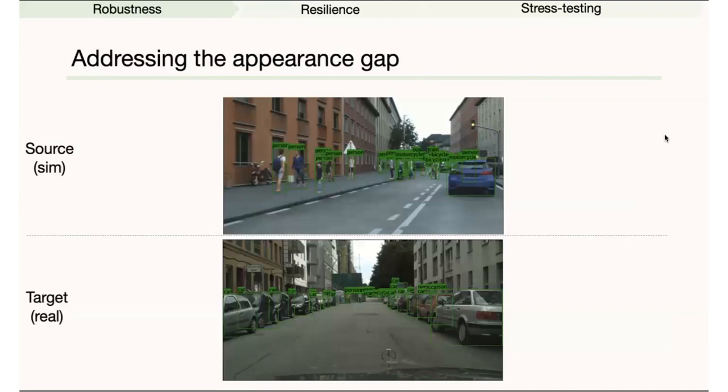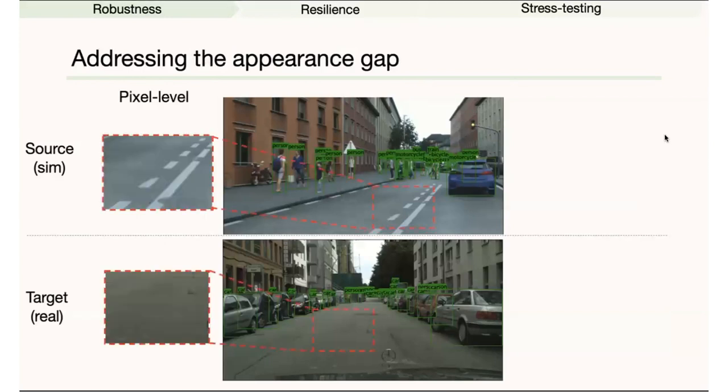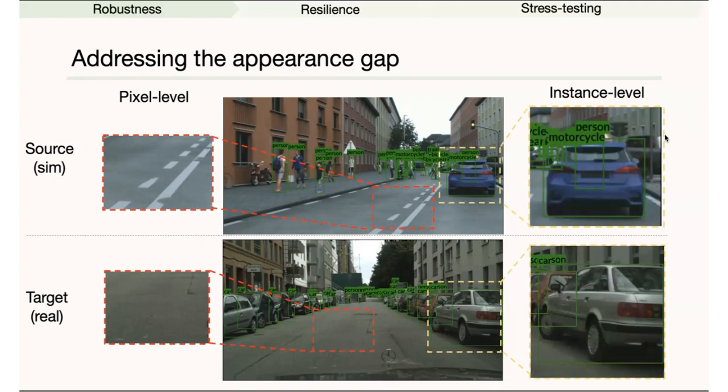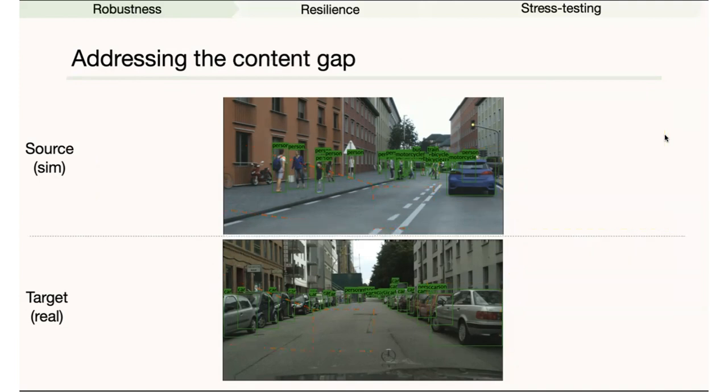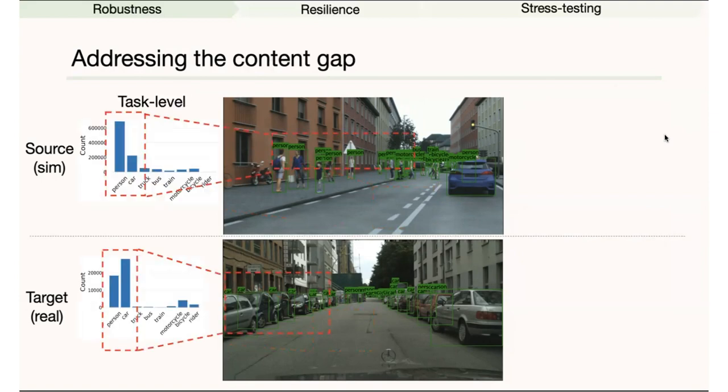So for the appearance gap, quite intuitively, even at a pixel level, because of things like changes in sensors and so on, things look different. Even road pixels tend to look different in simulation and reality. And similarly, even at the instance level, in terms of things like reflectance of surfaces, you have disparities in how things look. And as for a content gap, you can see that in the synthetic data set, you have a lot more person annotations than you have car annotations, and that trend is reversed in the real data set, right? So that's just a shift in task label distributions.